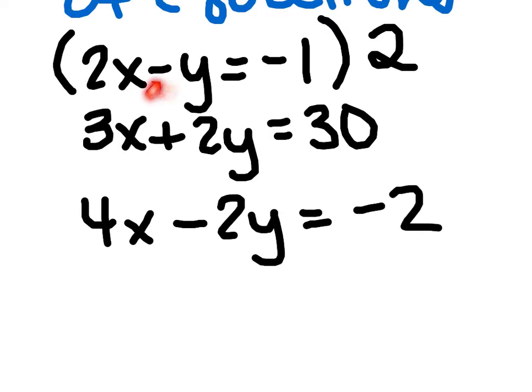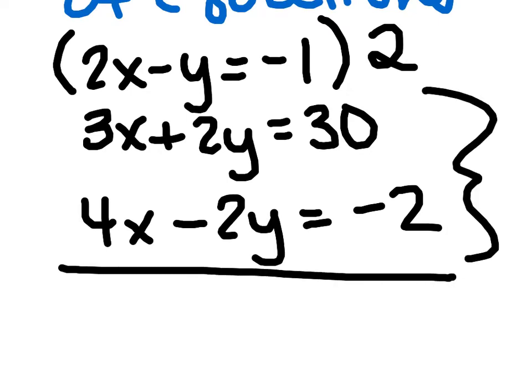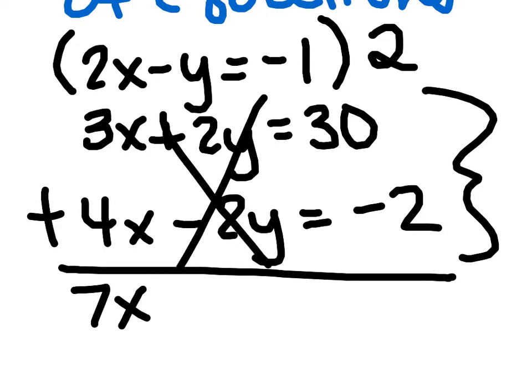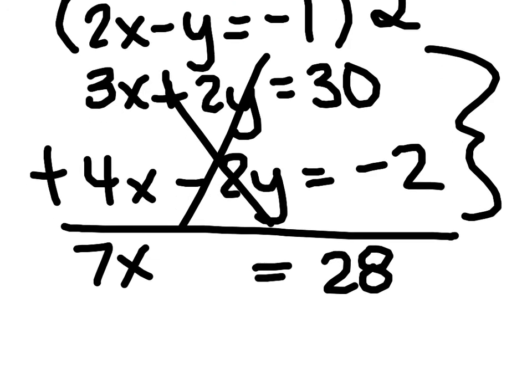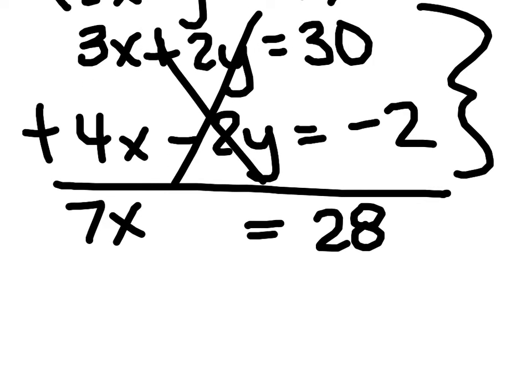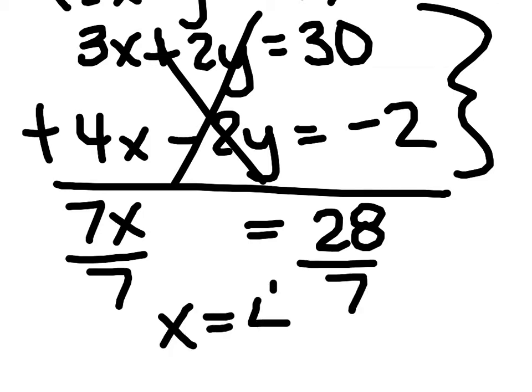Now it's that minus that's going to be real important because I need a positive and a negative, and now I have 2y and I have -2y. So I'm going to be able to add these two equations together. 3x plus 4x is 7x, and real important is that something eliminates. So I get 28. I'm adding them together. Divide by 7, and x is equal to 4.